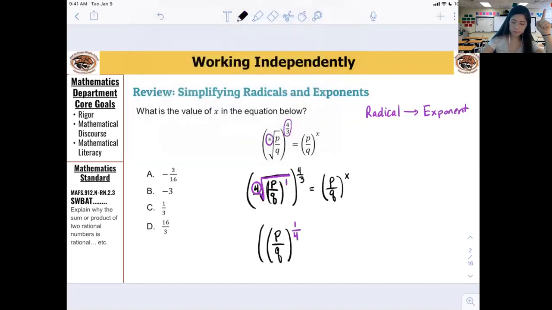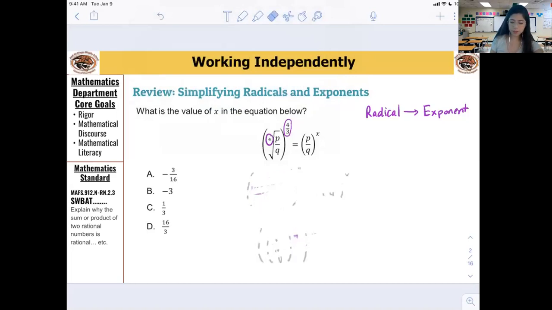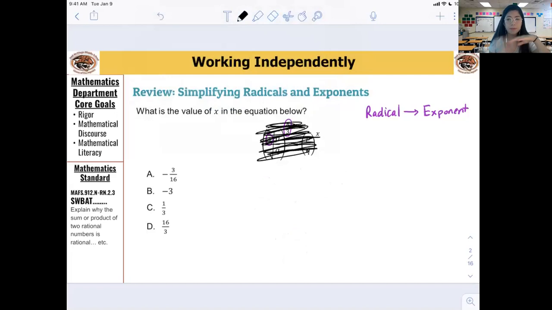Miss, can you repeat that? Yes. Matter of fact, I'm going to erase this whole thing. I'm going to make it easier, because I think a lot of you guys are confused by the P over Q. So I'm going to make this easier for you.